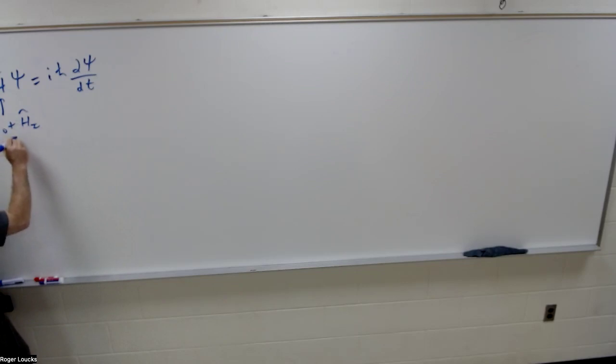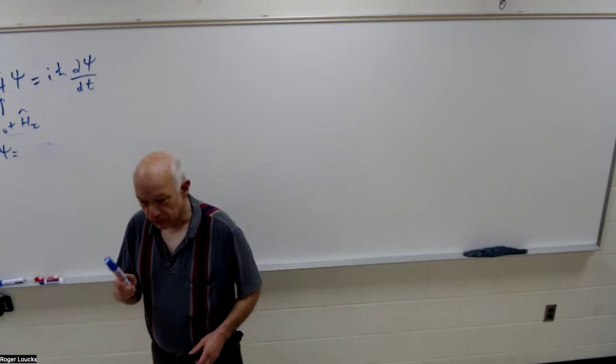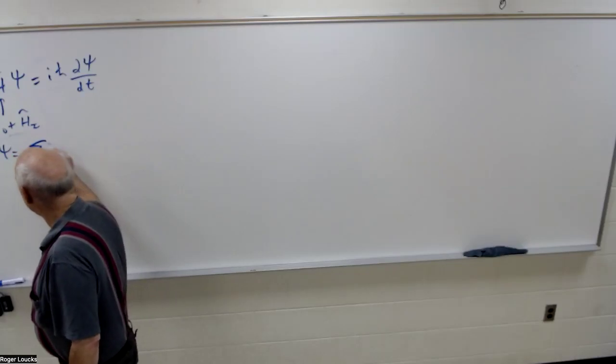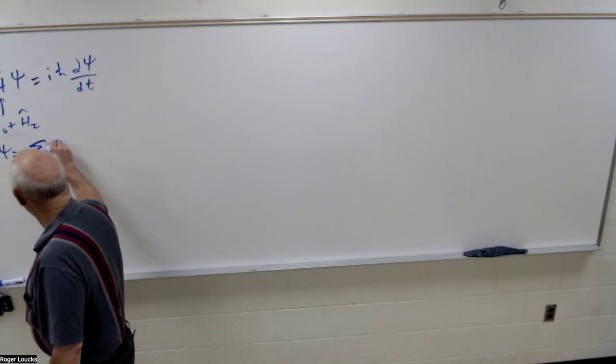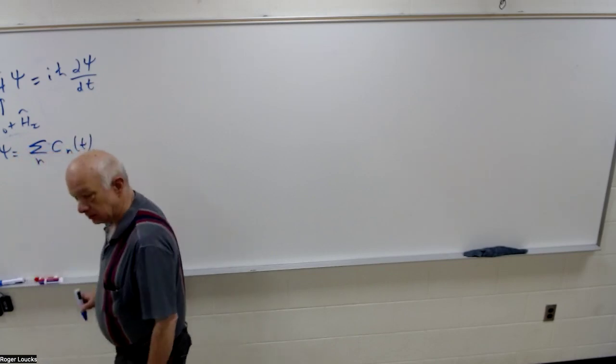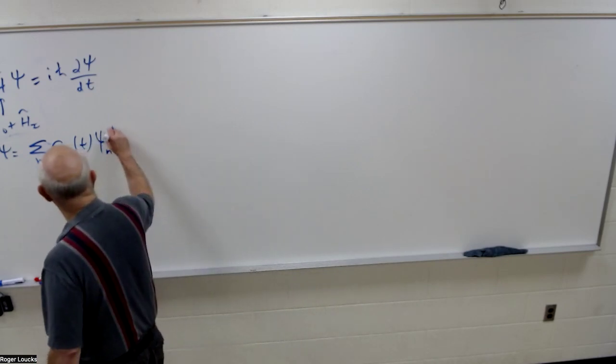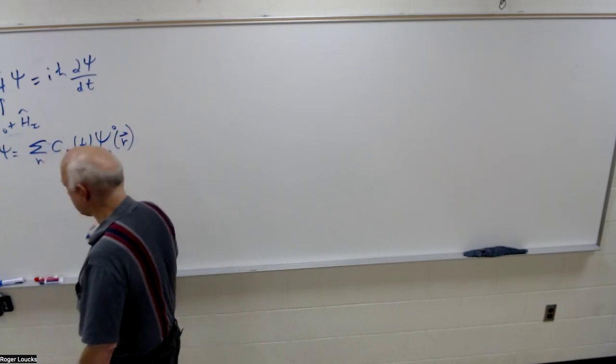We put a lambda in here. Actually, we didn't do that. We kept it like this, and then we said psi. What did we write psi as? A sum on n, or was it k? I think it was n, of Cn, which is a function of t, times psi n0, and this is only a function of position.